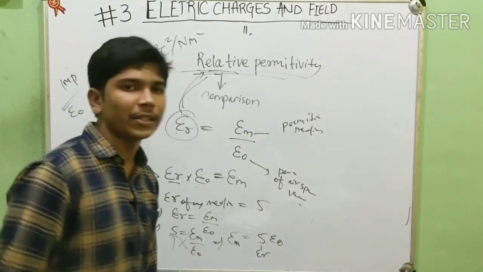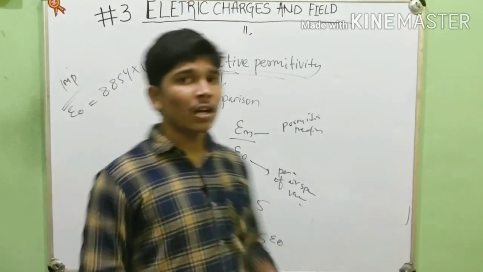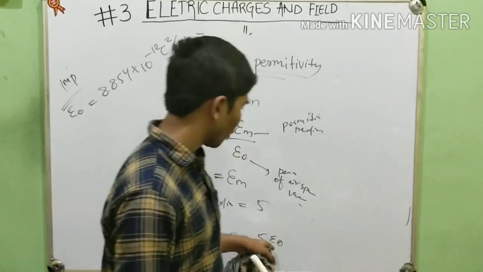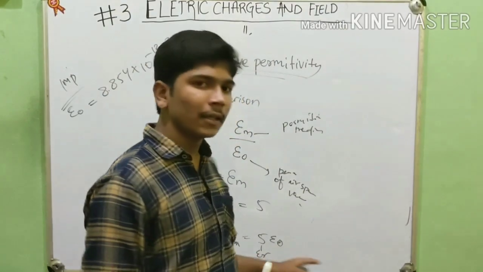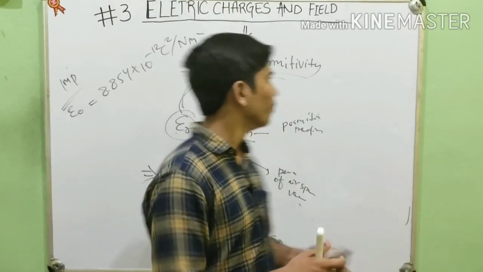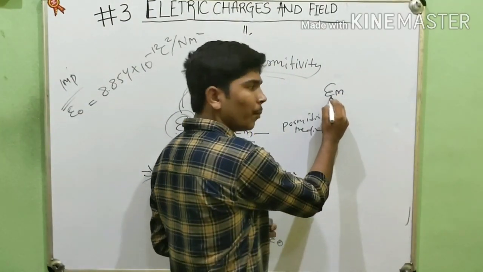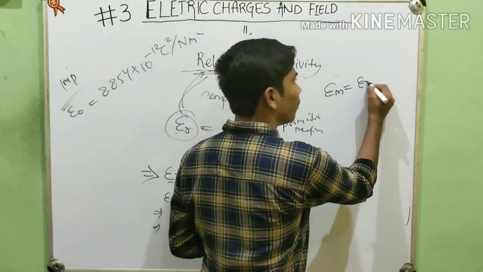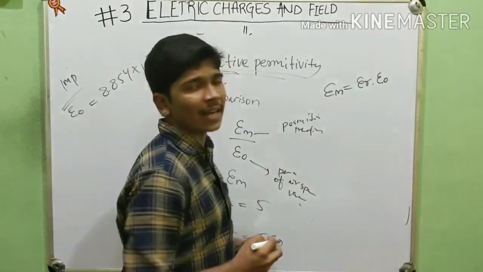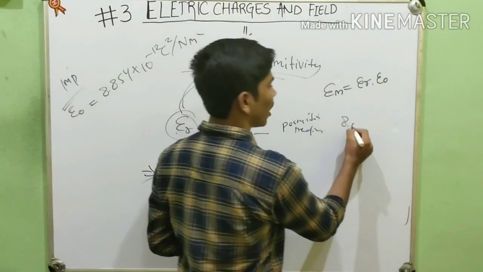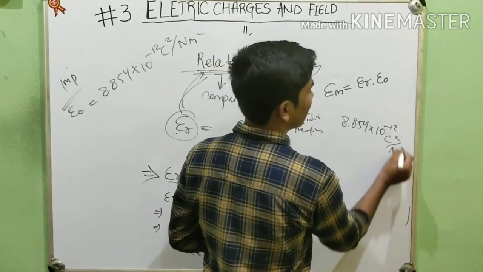So we can finalize that relative permittivity is the number of times the permittivity of air. Means how many times the permittivity of air is the permittivity of medium. We can write the permittivity of medium is equal to relative permittivity into permittivity of air. What is the value of permittivity of air? 8.854 into 10 to the power minus 12 coulomb square per Newton meter square. Remember the SI unit also.